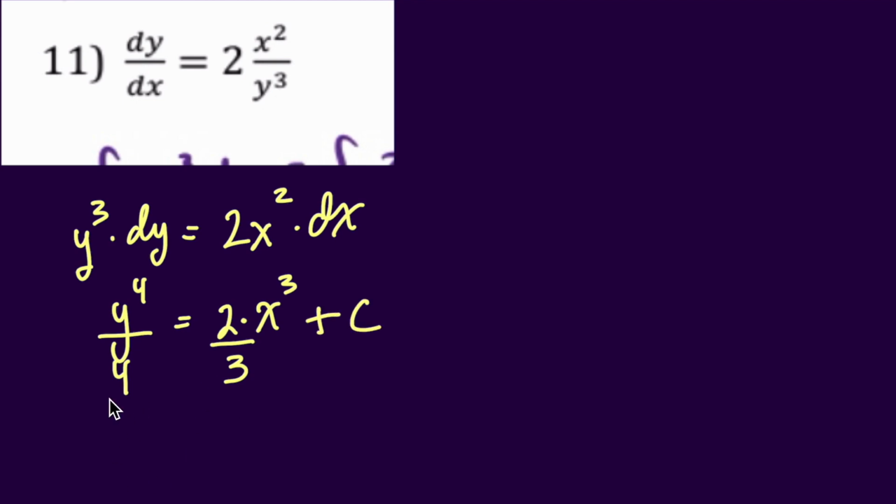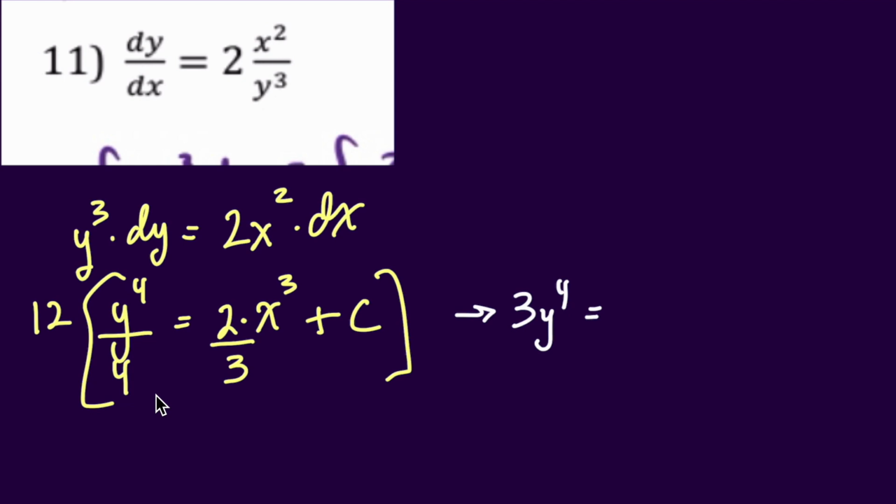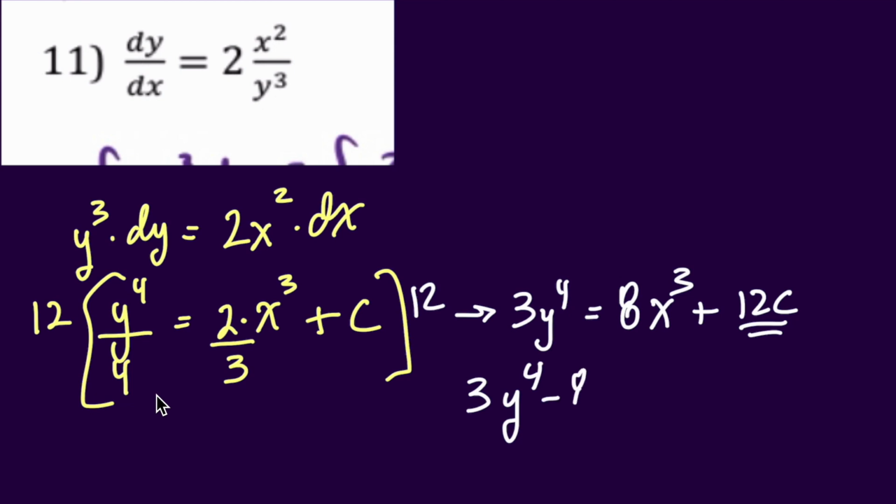We're going to multiply by the least common multiple, and the one we're going to choose here is going to be 12. When we do that, on the left side, we're going to have 3y to the fourth, and that's going to equal 8x cubed plus 12c. There's a 12 on this side too. And then we're going to change that to just c and bring the 8x cubed to the other side, and that is your final solution.